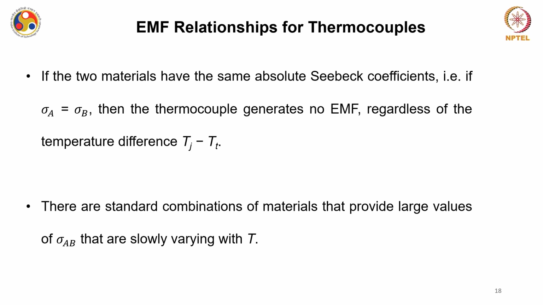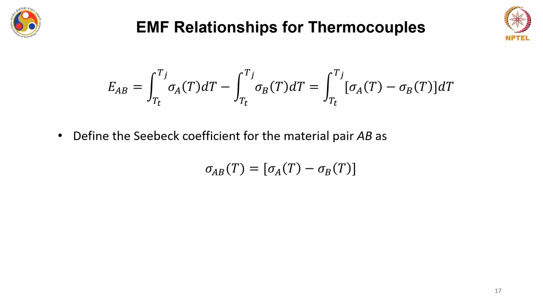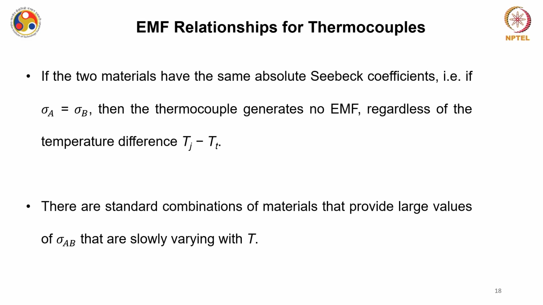So if the two materials have the same absolute Seebeck coefficient, meaning sigma_A and sigma_B are equal, then the thermocouple will generate no EMF. This equation will essentially become 0, regardless of the temperature difference between T_j and T_t. That's why I am emphasizing that when you are constructing a thermocouple, you should have a couple of wires which have different properties, at least in terms of the Seebeck coefficient.